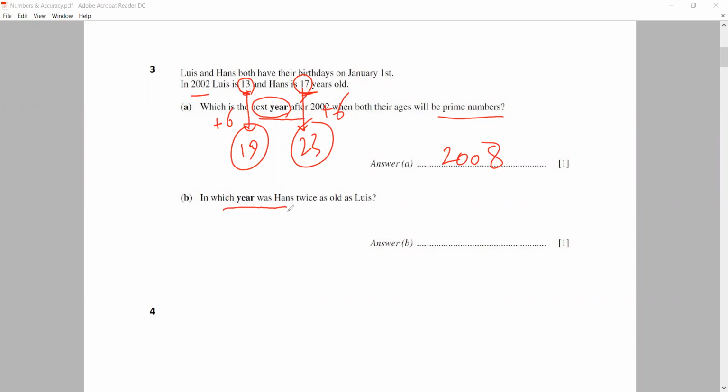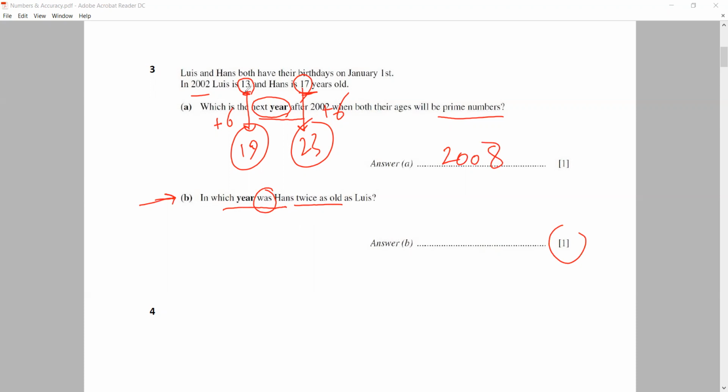So in which year was Hans twice as old as Louis? Well, this is a past year paper question. The second part, we're going to learn how to do it when I teach you guys about equations. However, since it's here, maybe you can give it a thought. It's not related to this topic, but it's not a really difficult question to solve. After all, it carries only 1 mark.